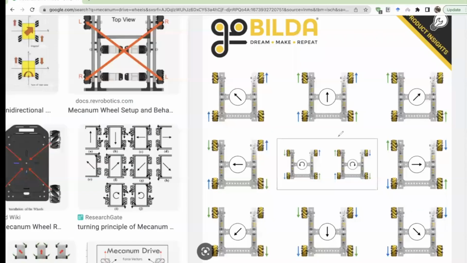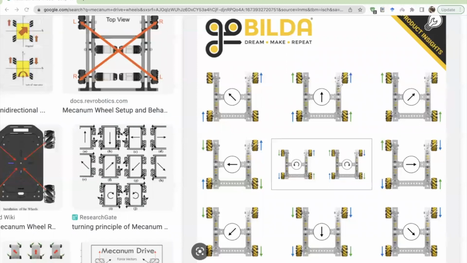So here I have a quick diagram about a Mecanum drive. Usually when you have a car, you can go forward if your car is four-wheel drive. We're talking about four-wheel drive here. Your car goes forward like this, or your car can go backward. That's pretty simple. Or your car can do some turning.